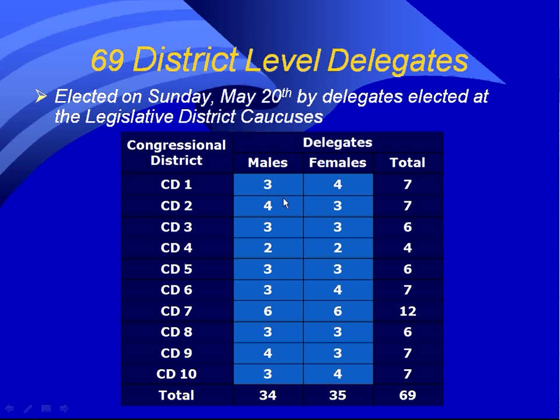The second question you might have is how come some congressional districts have an imbalance between men and women? There are a couple points to make here. One is that our entire delegation, the 130, will be equally split between men and women. That's the rules. Them's the rules. And we will make ways to adjust that number of men and women as we go through the process, but in the end there will be an equal number of men and women.